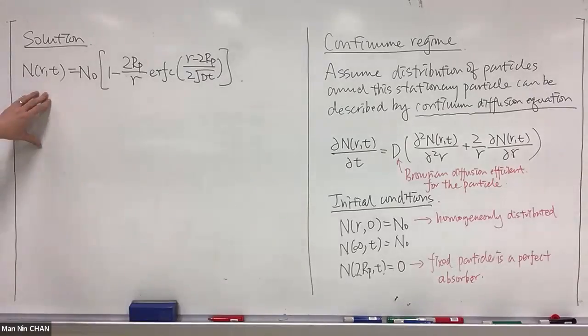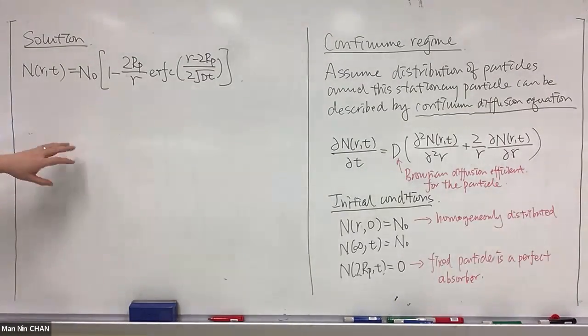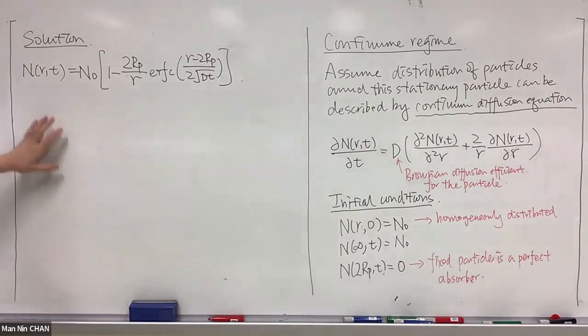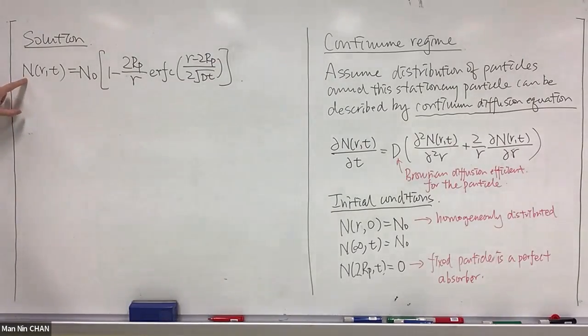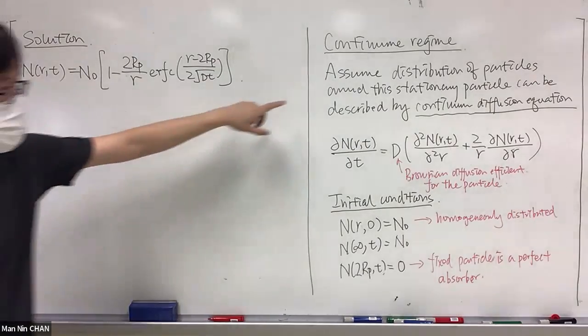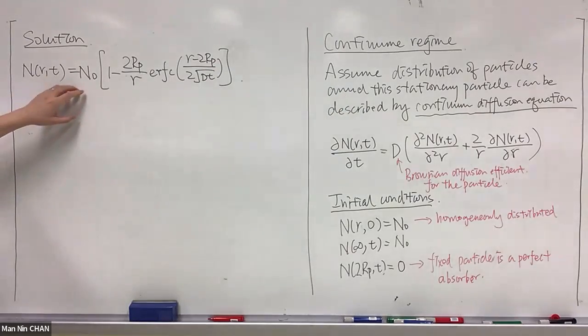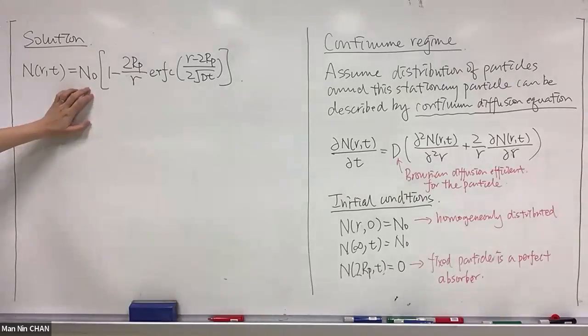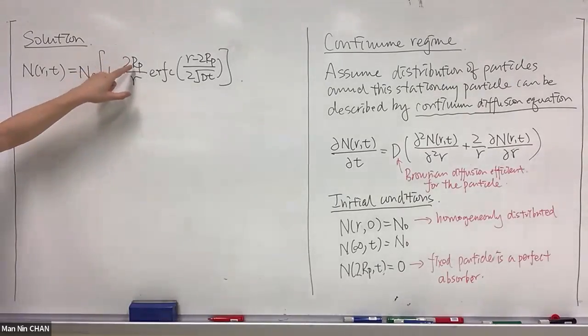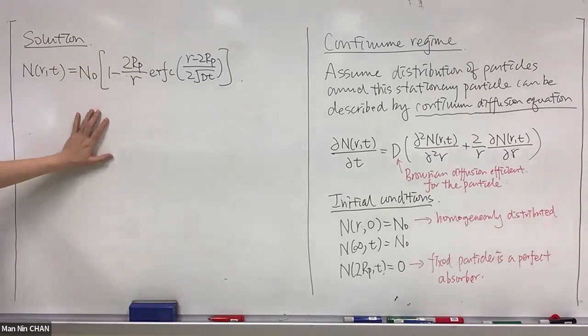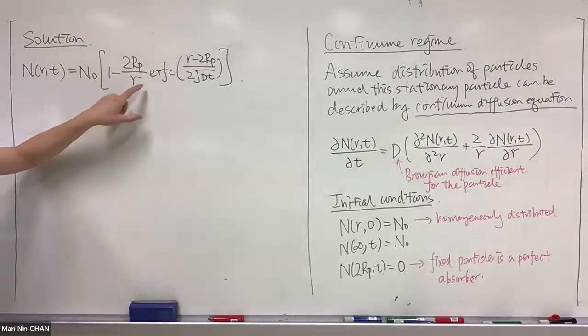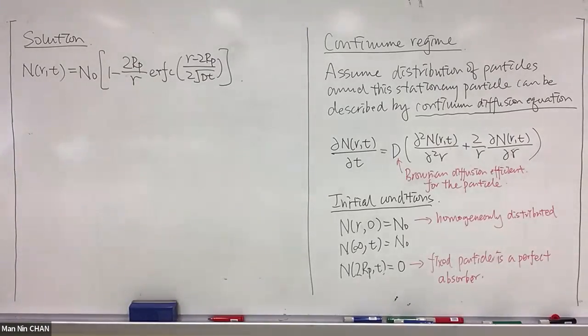So this is the solution for the continuum diffusion equation together with the initial condition that we discussed. It tells you the concentration of the particle around the stationary particle as a function of time and also distance. So we get n equals n naught, your initial number concentration, times 1 minus 2 Rp, where Rp is the radius of your particle, divided by R, times the complementary error function.